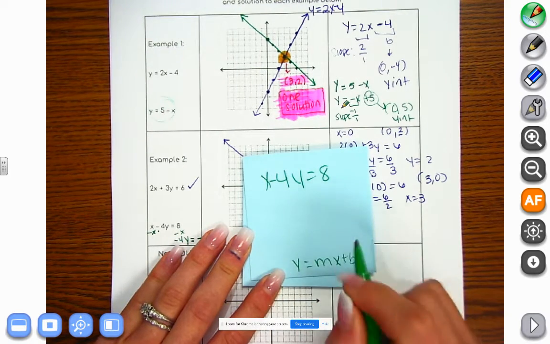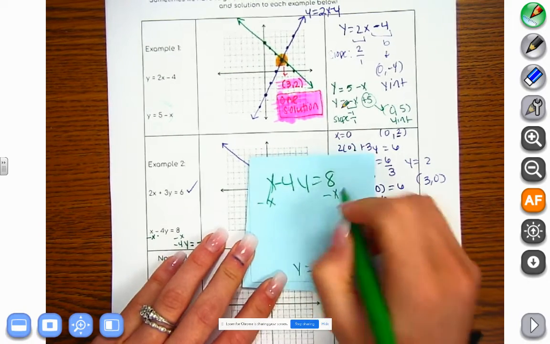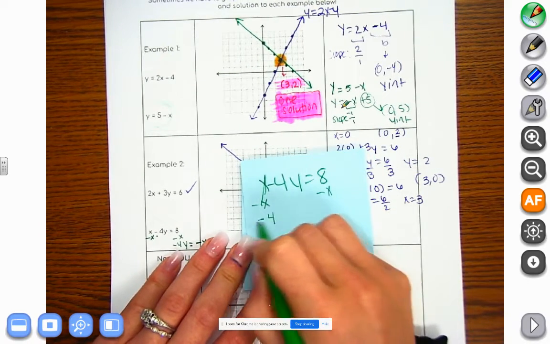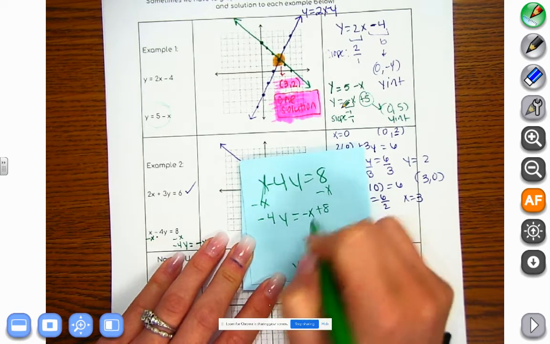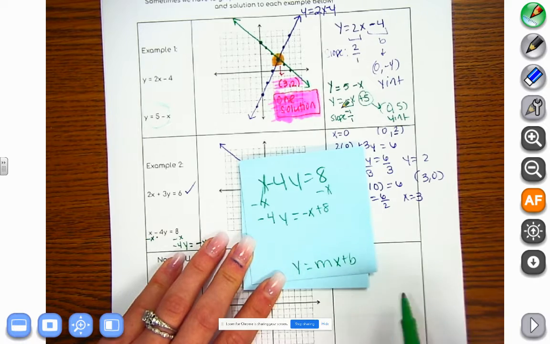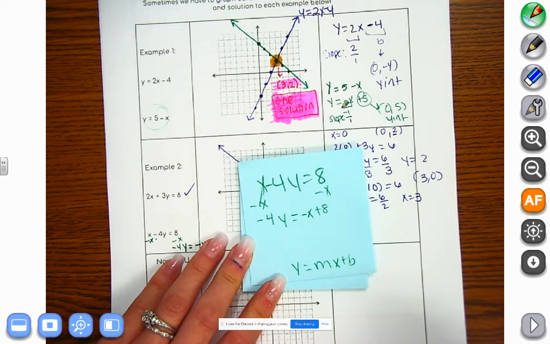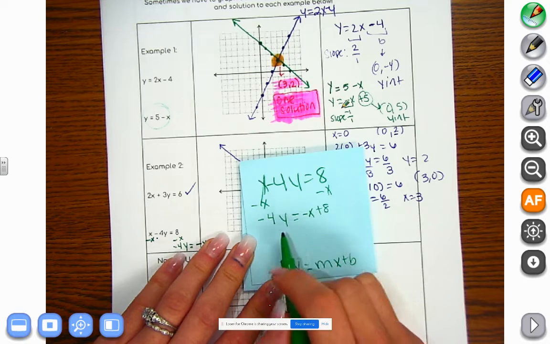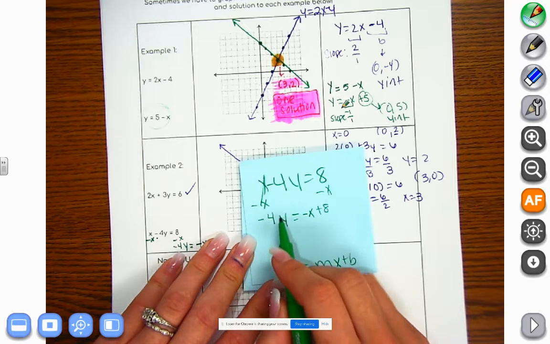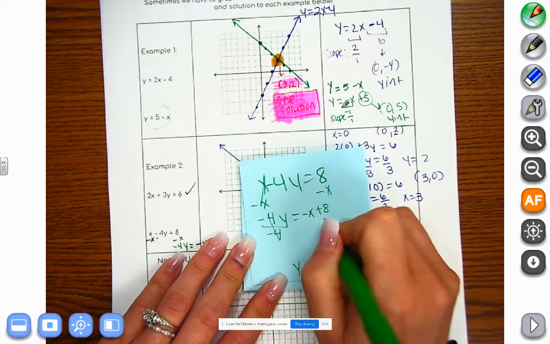Okay? So we subtracted x from both sides. Now we have minus 4y equals negative x plus 8. The reason I wrote it like this is because I'm just setting myself up for mx plus b. You can write 8 minus x, but it's easier in the long run if you set it up this way. The only thing that's making y not by itself is this negative 4 that's being multiplied to it. So if we divide, we can get it to the other side.